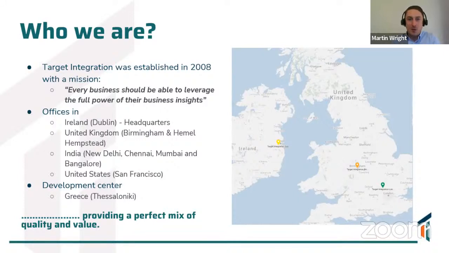So who we are. We were established in 2008 with a mission that every business should be able to leverage the full power of their business insights. In terms of where we are located in the world, our headquarters is in City West. We've 2 back-end sales offices in the UK, and then we have a strong presence in India as well with 4 different offices, one in New Delhi, Chennai, Mumbai, and Bangalore. Last year then, we opened in San Francisco, so world domination from target integration. And then we also have a development center in Greece. So long story short, it's providing a perfect mix of quality and value.